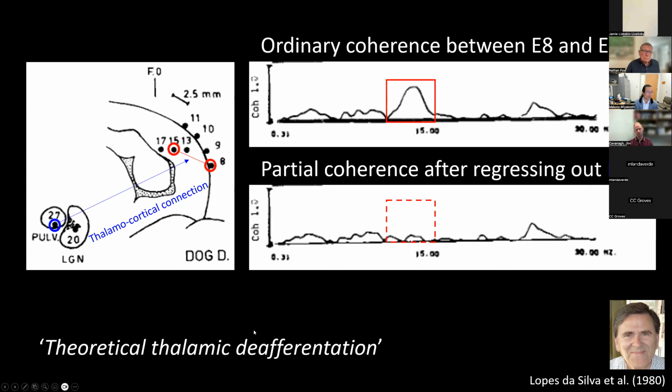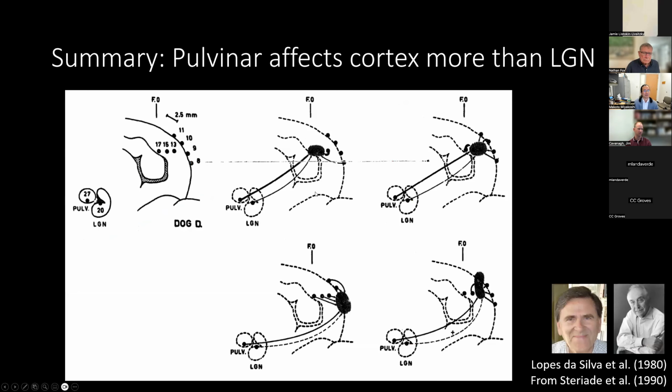This is the same as a theoretical thalamic deafferentation. That's like computationally cutting the input from the thalamus. Based on these beautiful studies, they concluded that the pulvinar affects the cortical connectivities more than the LGN.